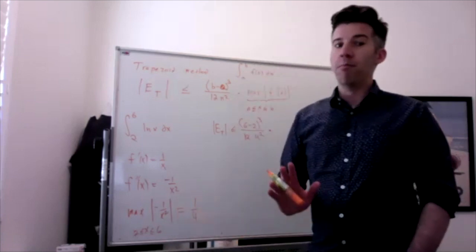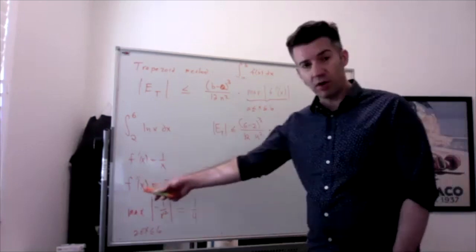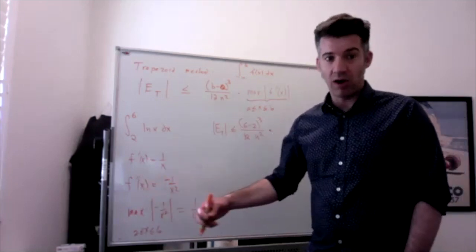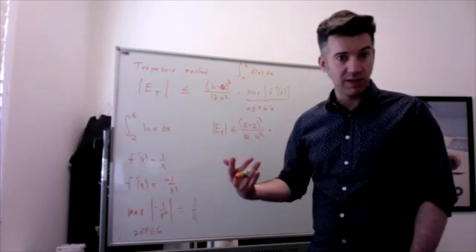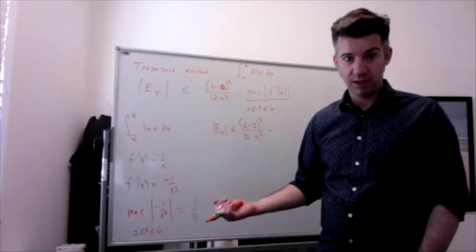Now, most of the time with these problems, you will typically have a function whose second derivative is either always increasing or decreasing. So it'll be really obvious you pick either the left endpoint or the right endpoint to make it as big as possible. Most of the time.